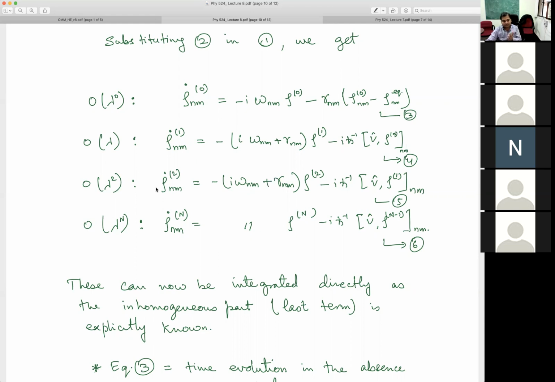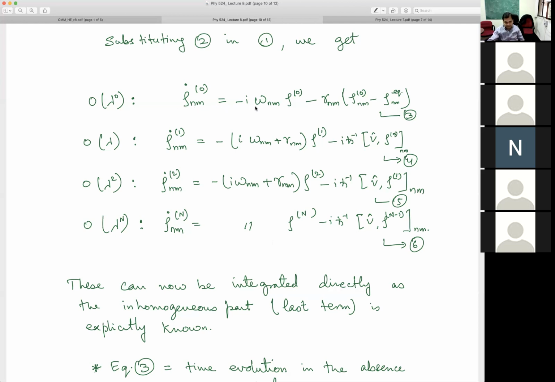So you can do lambda square. So rho nm dot 2 is minus i omega nm plus gamma nm rho 2 minus i h inverse v rho 1. No? And this commutator I'll calculate, and I'll take the nmth value. Okay. And similarly, if I continue till order, let's say lambda n, then I'll get rho nm of order n correction is equal to this term times rho n minus i h inverse v rho of n minus 1 times nm, etc. Okay.